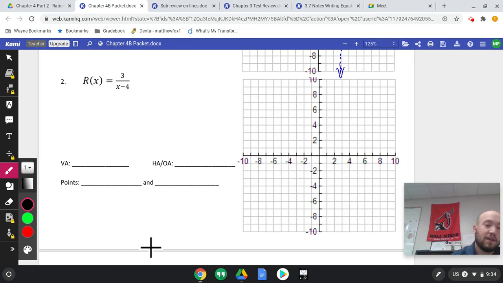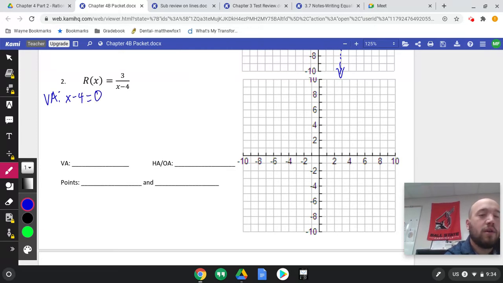Remember, first step is finding our vertical asymptote. So to find the vertical asymptote, once again, just set x minus 4, whatever the denominator is, equal to 0. We add the 4 over, and we'll get x equals 4. That's our vertical asymptote, and so then we go on the x-axis to 4. We draw that in.